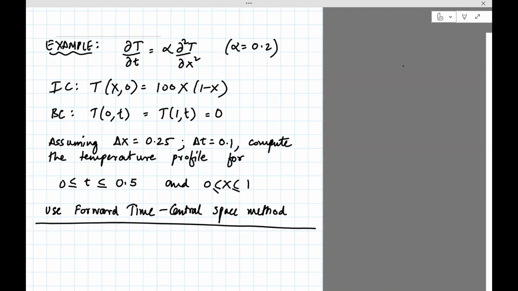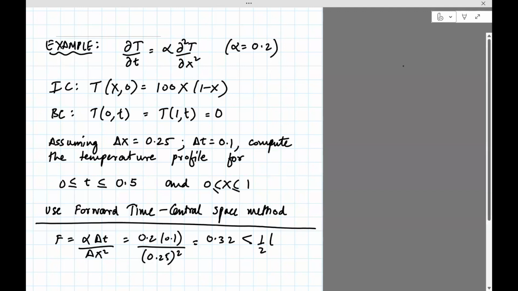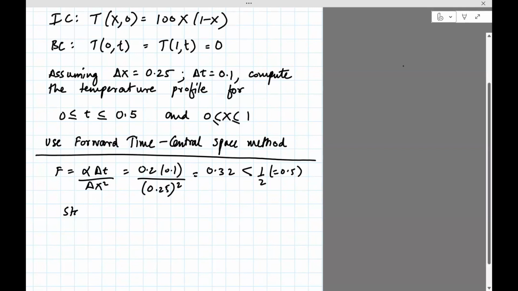Now, we know that there's a stability condition for this, so we might want to check that first. We know that this method works as long as F, which is alpha delta t divided by delta x squared, which is 0.2, delta t is 0.1, delta x is 0.25, comes out to be 0.32. So this is clearly less than half, which is, by the way, 0.5. Okay, so we are good. The stability condition is satisfied, which means that we can proceed with this method. So F is 0.32, less than 0.5.